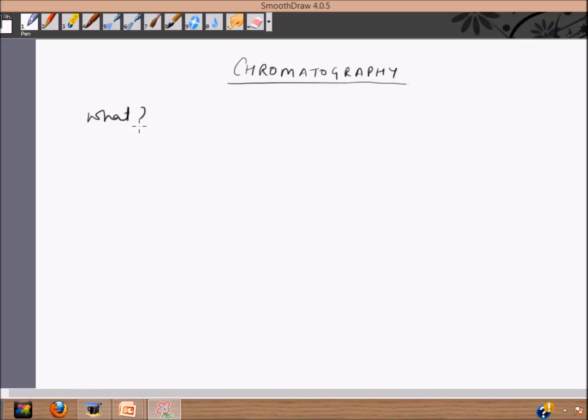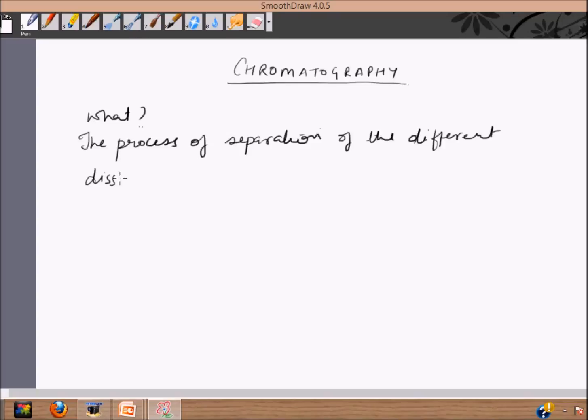What is chromatography? It is nothing but the process of separation of the different dissolved constituents of a mixture.